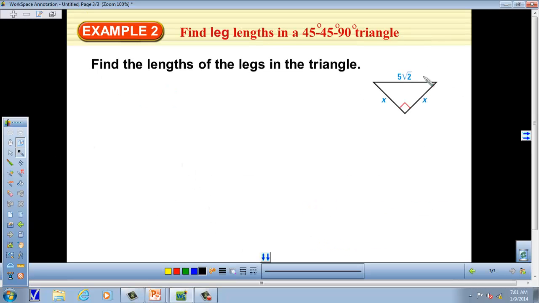Here's another one. This time we're given that the hypotenuse is 5 rad 2. So remember again, this is x, this is x, this is x rad 2. So if you look carefully, that tells us that x is equal to 5. So we could just say x equals 5 at this point.